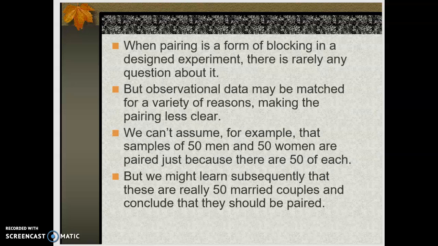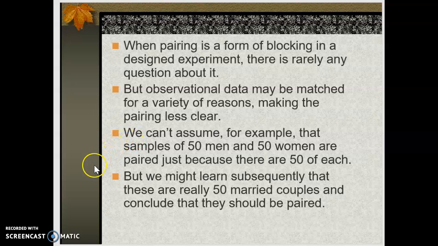Pairing is a form of blocking in certain experiments, and when that's evidenced by the description of the problem, it's easy to see that it is the mean of the differences. Observational data could be matched up in a lot of different ways, or blocked. Say for an experiment, the blocking just could be a method of randomizing. That makes the pairing a little less clear.